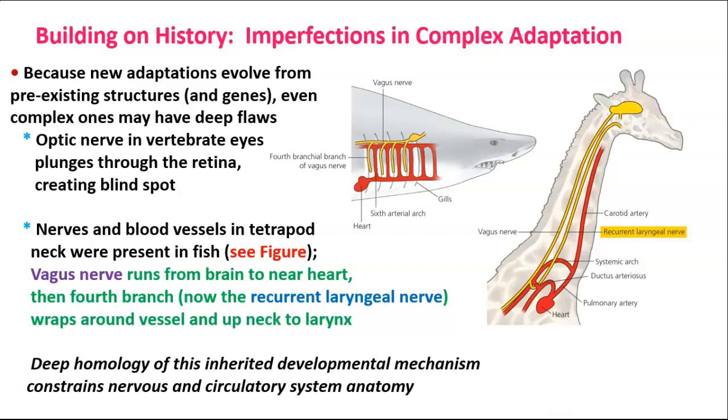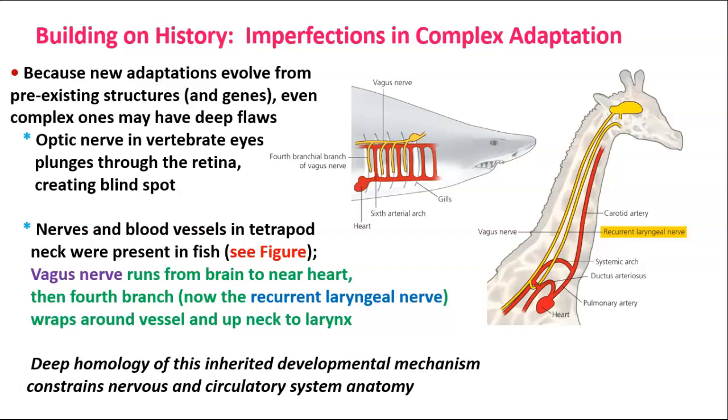Can't start from scratch. Got to use the variation that already exists. So you stretch that neck out, the neck gets longer and longer and longer, but the basic genetics and structural apparatus can't be changed. It's a constraining evolution there. And so we end up getting virtually a 20-foot long nerve that runs up the neck.